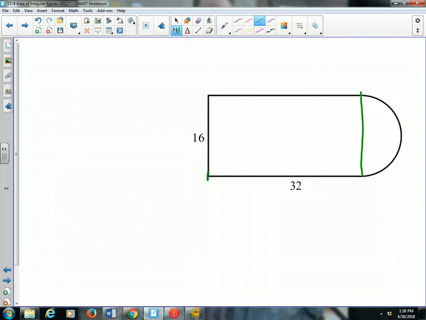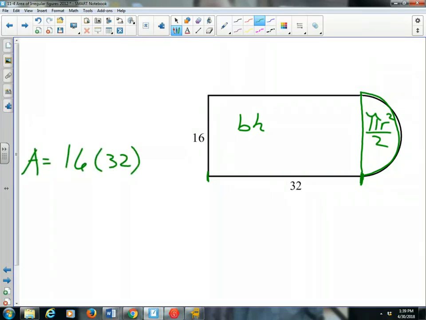And by the way, this 32, I should have made this more clear. It goes from here to here. So the area of the rectangle is base times height. And what would you call this shape right here? You'd call it a half circle, wouldn't you? So it would be pi r squared divided by 2, a semicircle or a half circle. So the area of the rectangle is 16 times 32. If you take 16 times 32, that's 512.